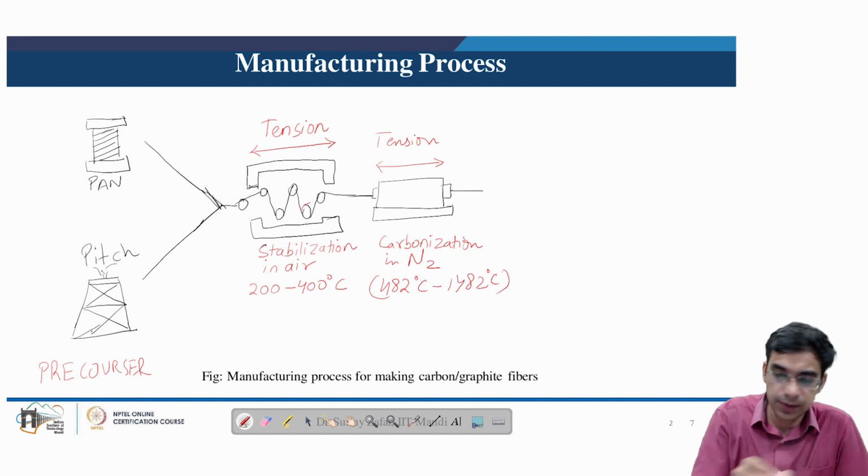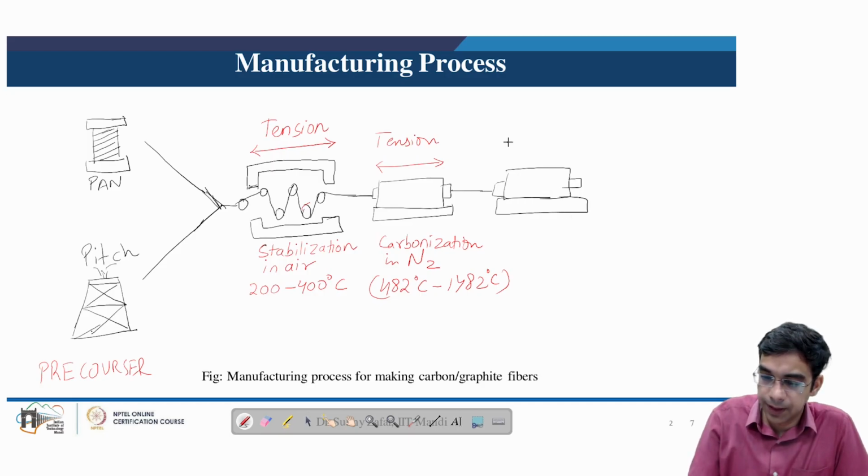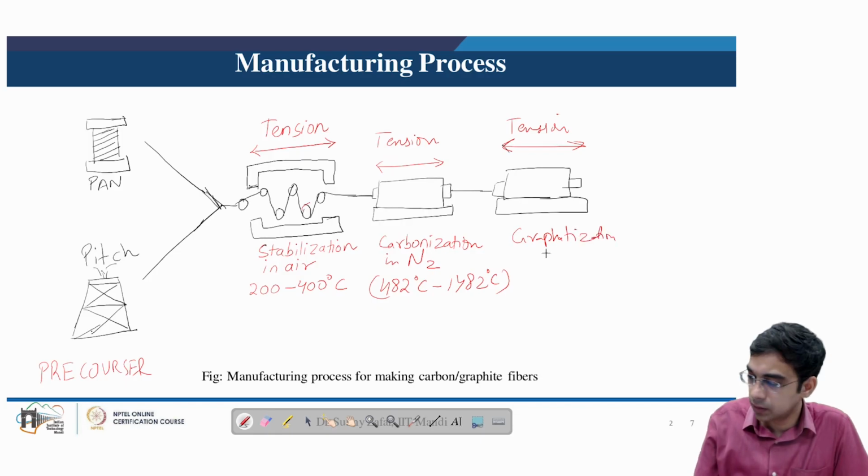Next stage is basically the graphitization stage. Again, use of tensile forces is there. Graphitization in nitrogen, and this is conducted at a much higher temperature range, that is 1900 to 3300 degrees Celsius.